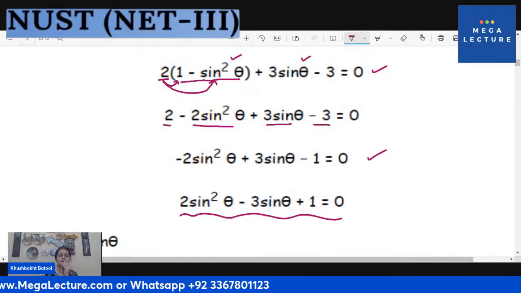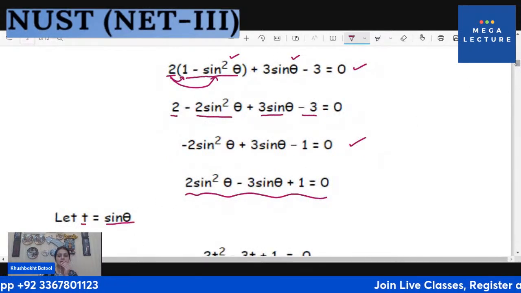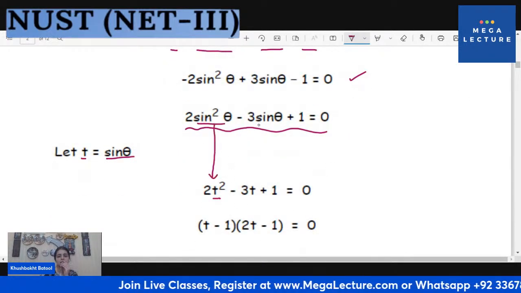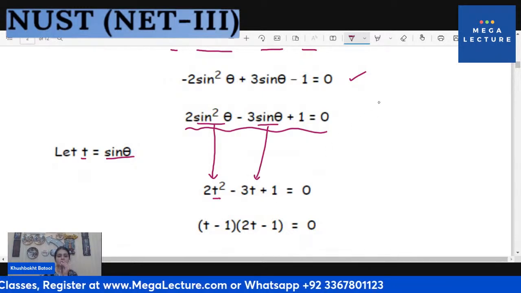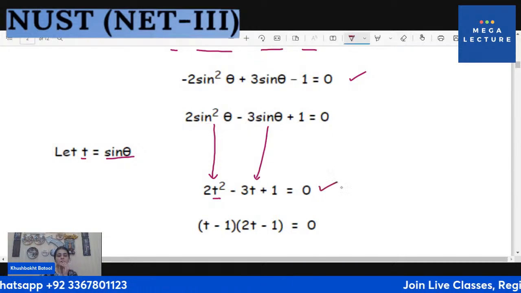Let's say t equals sine theta. When you do t equals sine theta, sine squared would become t squared, sine theta would become t, and the rest of the things would stay as they are. And what is going to happen after that? This is your quadratic equation.